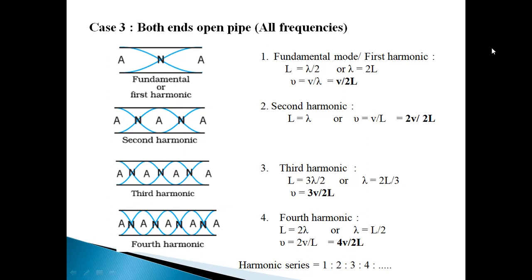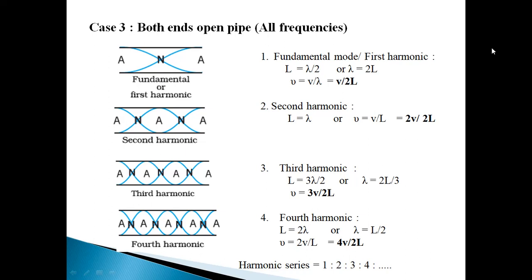For the second harmonic also we have L equal to lambda, or nu equal to V by L, and if you multiply the numerator and denominator by 2, you can write it as 2 into V by 2L to show that this is a second harmonic of the first one, a second multiple of the first harmonic. So the second harmonic is also produced here. Similarly, third and fourth are also produced in an open pipe which has both ends open, and therefore the harmonic series will be 1:2:3:4, and so on.